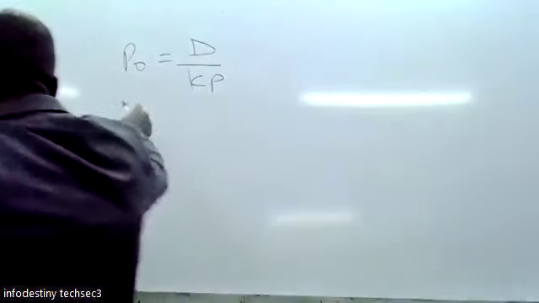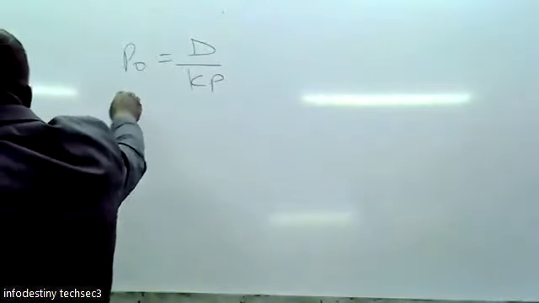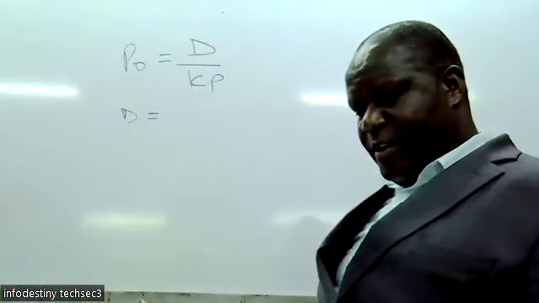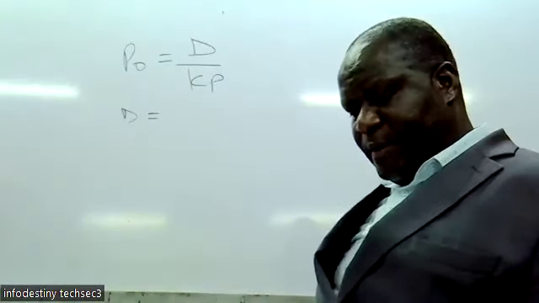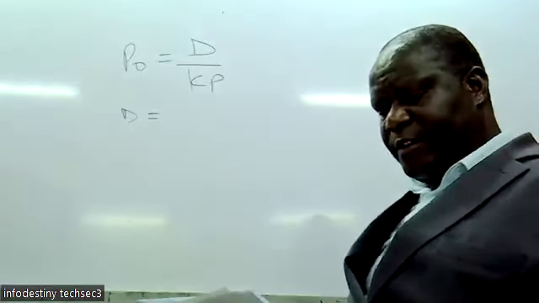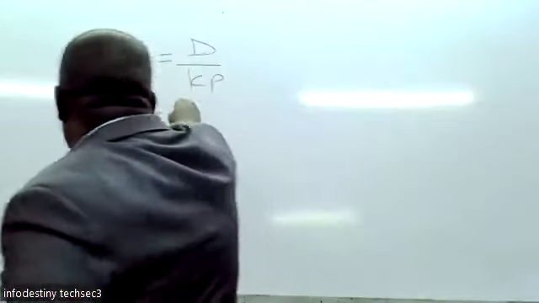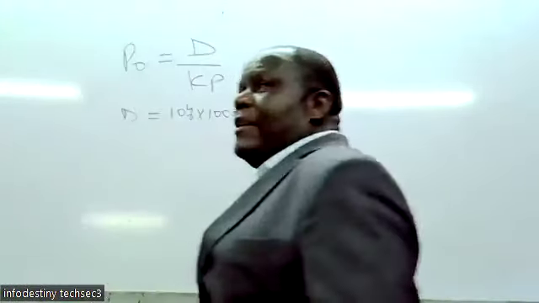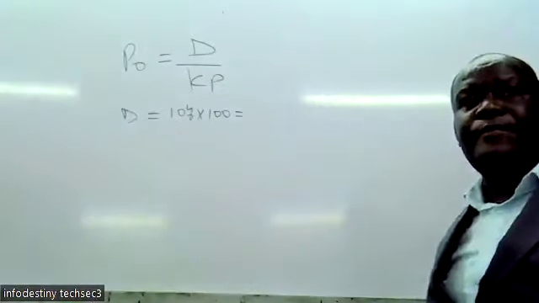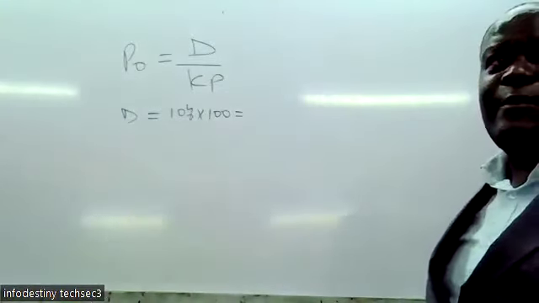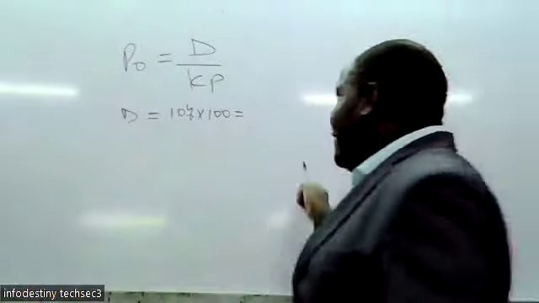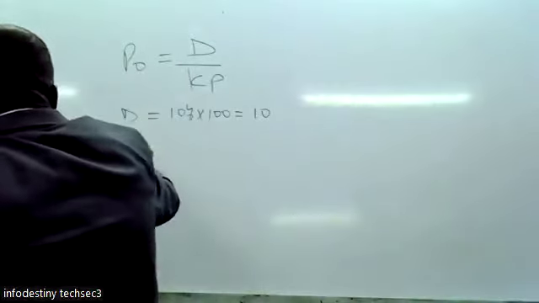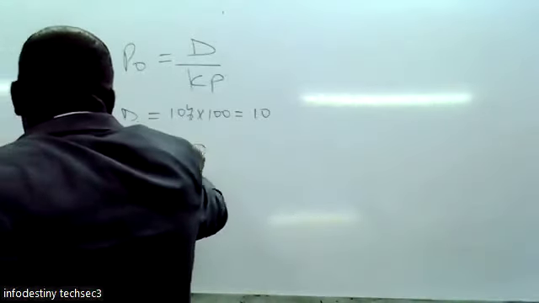You start by calculating the dividend. Dividend is normally calculated on the par value. The dividend rate is given as 10%, you see 10% preference shares. So we get 10% of the par value, which is given as 100. What is 10% of 100? 10. So now our D will be 10.